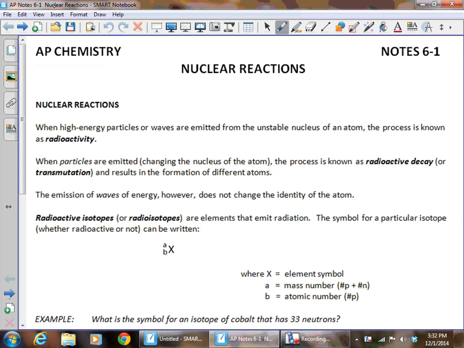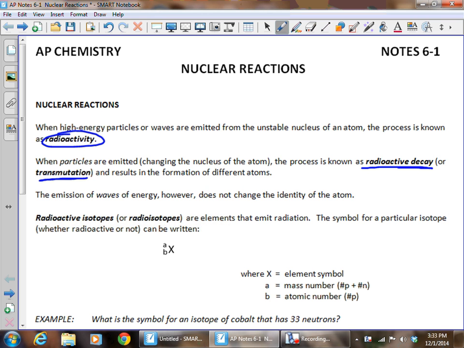So today we want to begin our discussion of nuclear reactions. Whenever you have high energy particles or waves that are emitted from an unstable nucleus, we call that process radioactivity. Now, when those particles are emitted and that changes the nucleus of the atom, the process is known as radioactive decay or transmutation, and you end up with atoms with different identities.